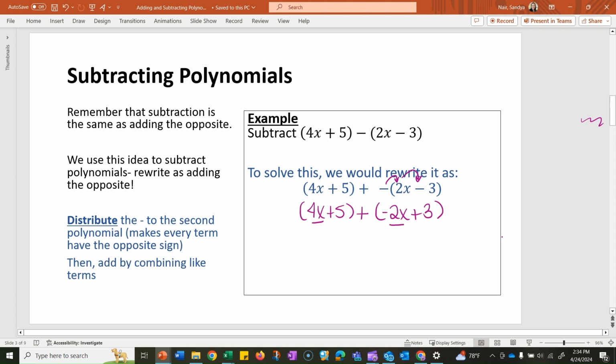Now I would just go ahead and combine the like terms. So 4x minus 2x will give me 2x. And then I have 5 plus 3, which is 8. So I have 2x plus 8 as my final answer.